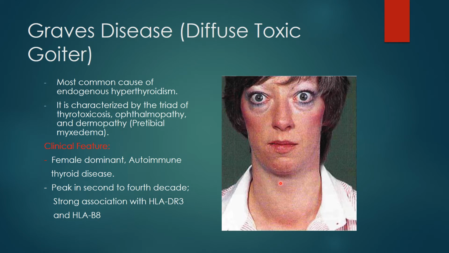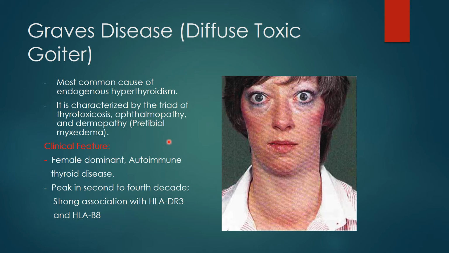So dear student, I am discussing with you the first and most common and major cause of hyperthyroidism, that is Graves' disease, also known as diffuse toxic goiter. It is the most common cause of endogenous hyperthyroidism. Endogenous means the hormone is excessively produced from the gland, not from any outside source. It is characterized by a triad of thyrotoxicosis, ophthalmopathy and dermopathy, that is pretibial myxedema.